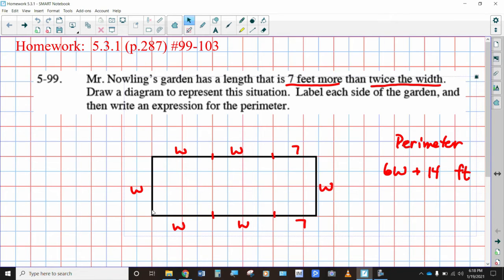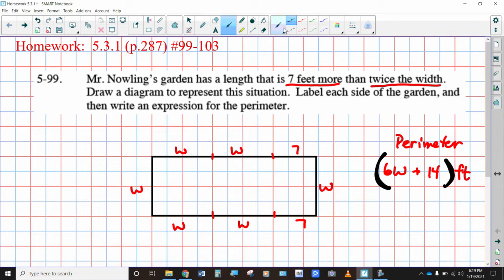But since I made the width here 4 units, I decided to make this 4, so you got a total of 8 of them here, right? Because it's twice the width here, twice the width there, and so on and so forth. So the expression for perimeter would be 6w plus 14. That quantity is going to be the number of feet.